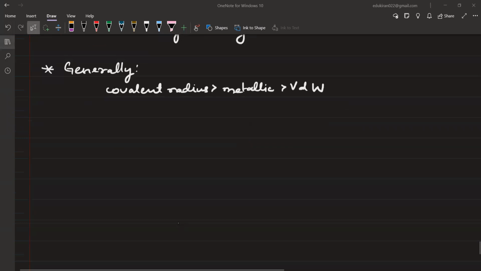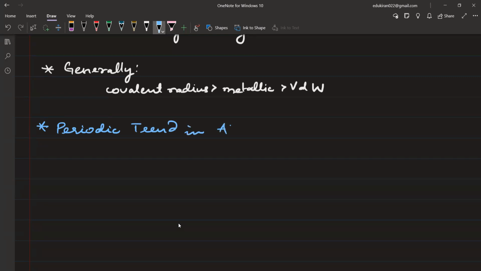Okay, now you will write: periodic trend in atomic radius.